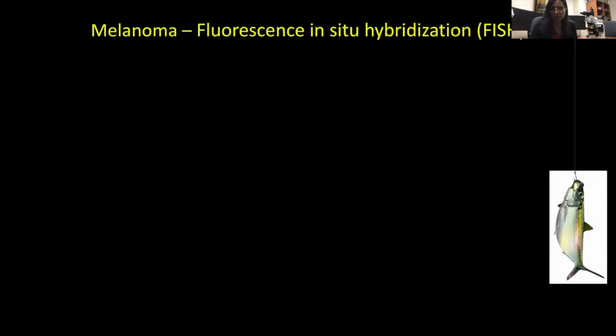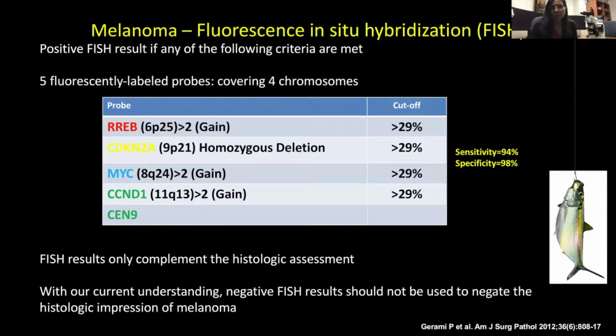So we did the FISH assay. Let's talk a little bit about FISH. So what is FISH? Now we are using the 4 probes, including RREB1, CDKN2A, MYB, CCND1, and as control the centromere 9. But keep in mind, whenever we do FISH, it's just to complement the histology assessment, not to go against the histology assessment. The main gold standard is the histology examination.